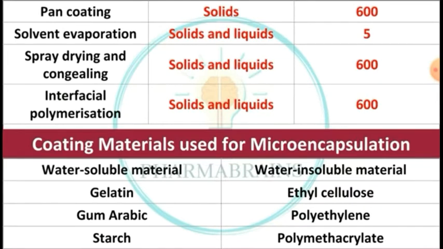Then next we see the methods and their applications. In that we see the process, the applicable core material, and the particle size in micrometers. The first process is air suspension, and the applicable core material is solid material, with a particle size of 35 to 5000 micrometers. The next process is coacervation phase separation, and the applicable core material is solid and liquid, with a particle size of 2 to 5000 micrometers.